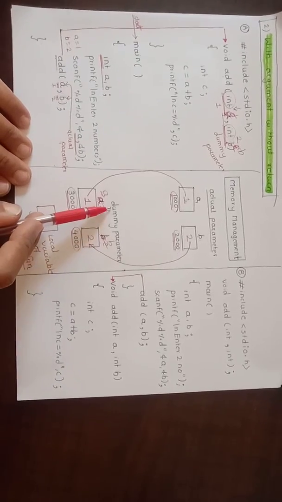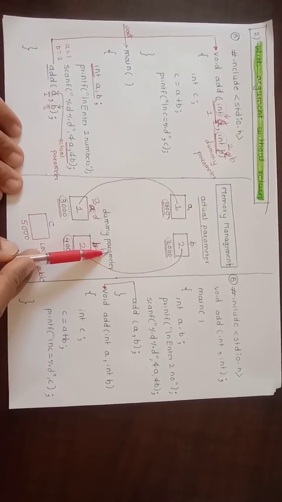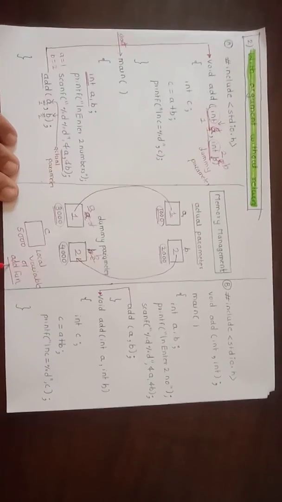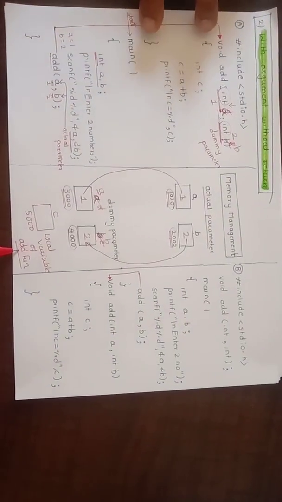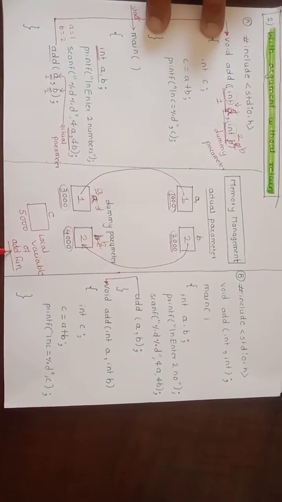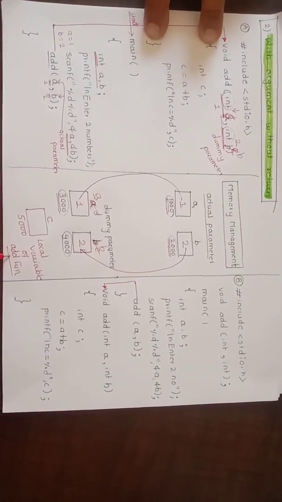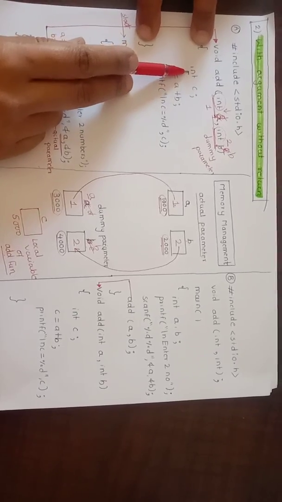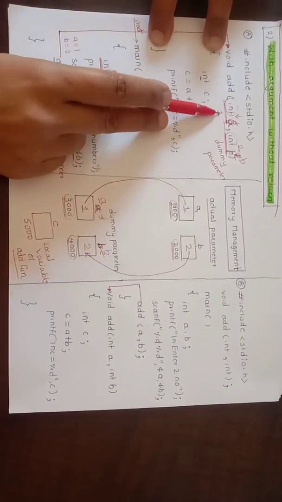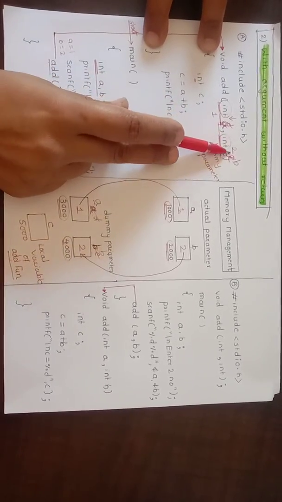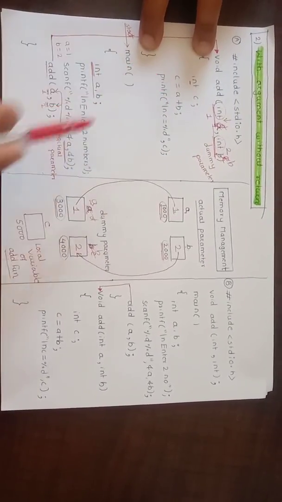Okay. Keep that. This dummy parameter is different. This local variable, that means the scope of this C variable is limited up to this parenthesis. So here I declare one more variable C, and the addition of this A and B, that means 1 plus 2, is stored in C variable.